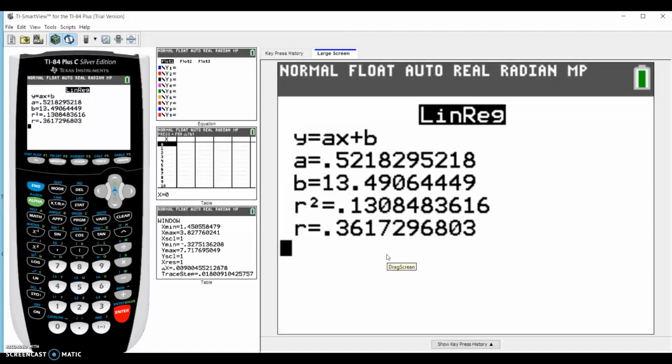And remember that R-squared is telling us the percent of variation in the Y values that can be explained by the X values. R is just telling us the direction and strength of our linear relationship. So in this case, our R value is pretty small. It's close to 0. So that tells us that we have a pretty weak but positive association because R is positive.